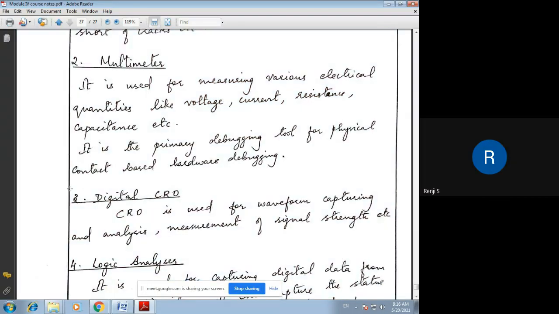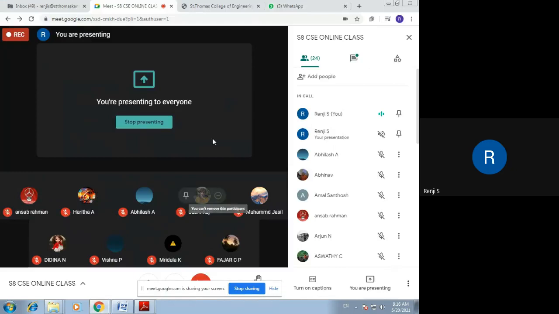Then the third component is the digital CRO. Have you seen the digital CRO? Have you used the CRO? Digital CROs.